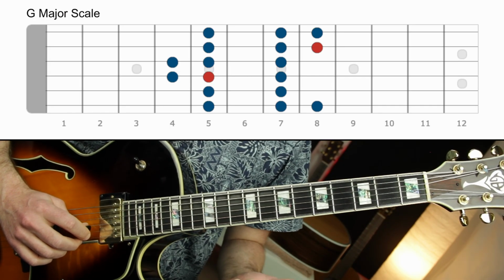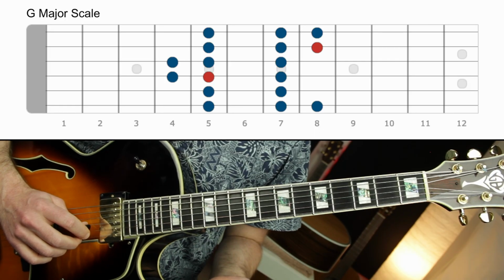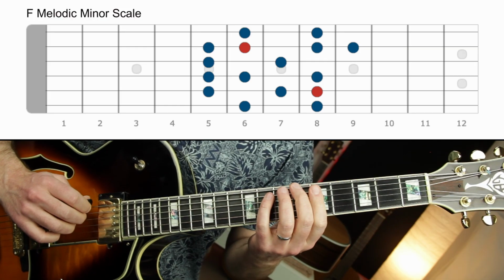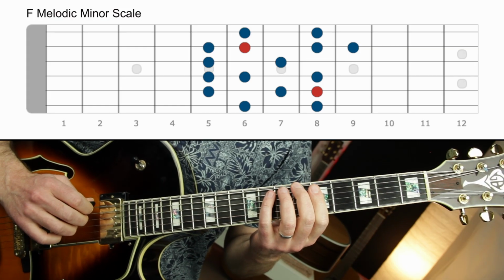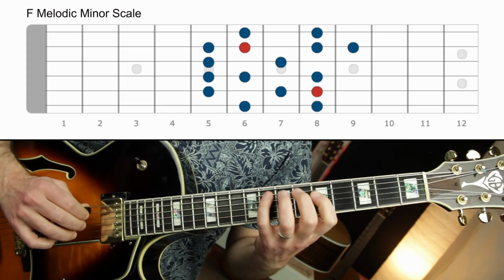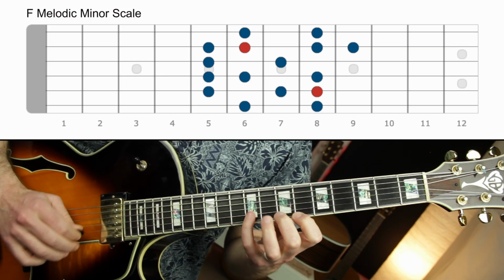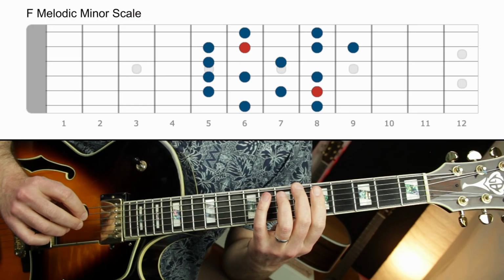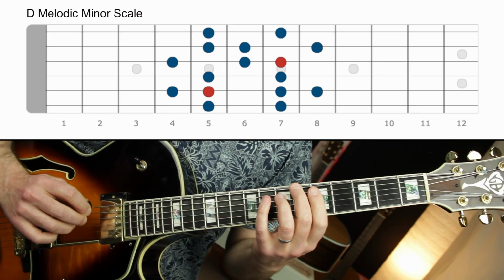Then we have C major again. Then we have A harmonic minor again. D harmonic minor again. C major again. And then F melodic minor is the next scale type that comes up in the C section of the tune. That's F melodic minor. And then D melodic minor is this.